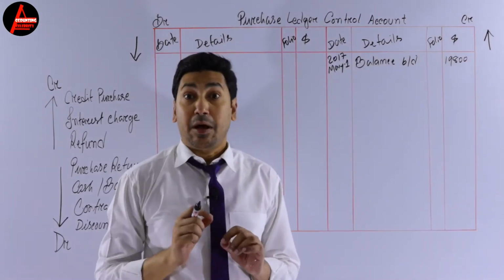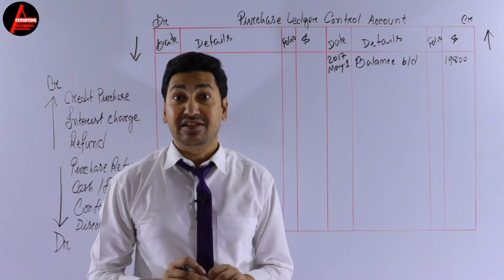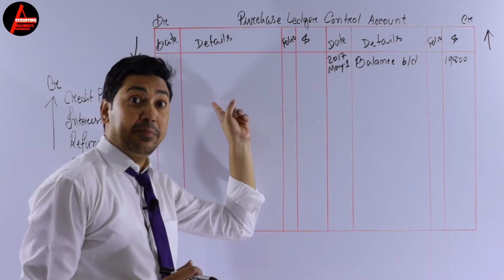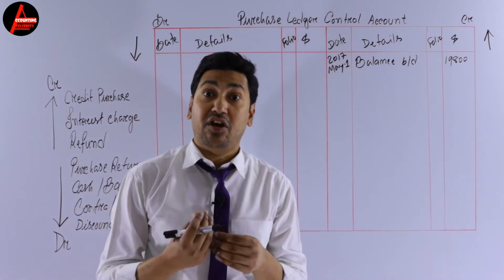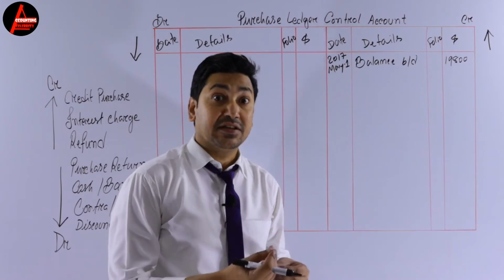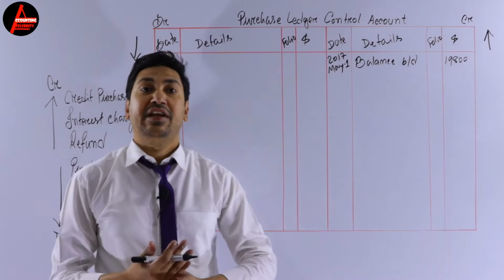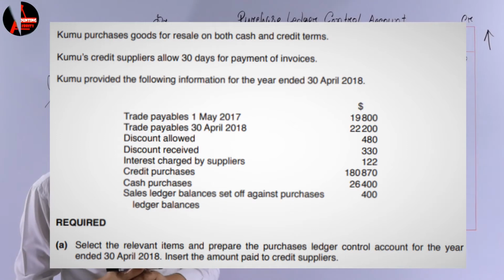Sometimes in the question you will have two balances. One balance will be in the credit side, one balance in the debit side, and it will be clearly indicated which column you need to write the balance in. If you have two balances, two balance b/d. Okay, now look at the next one. Trade payables 30 April 2018. This is balance c/d actually.